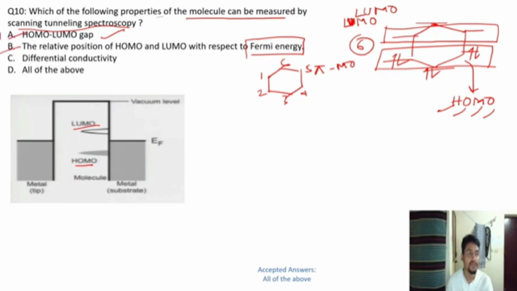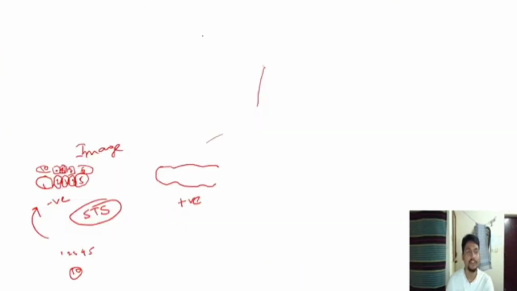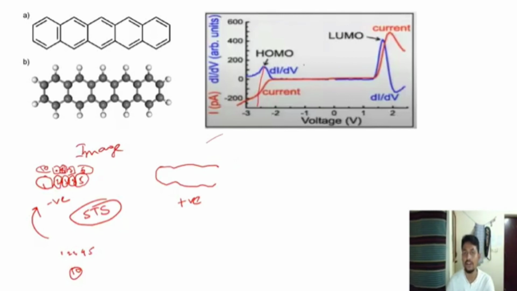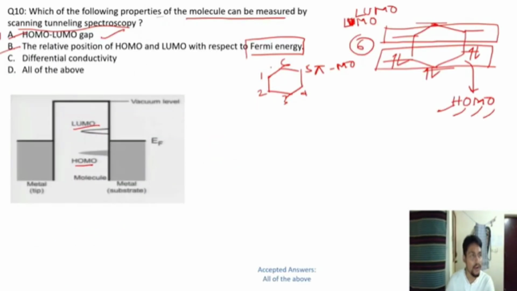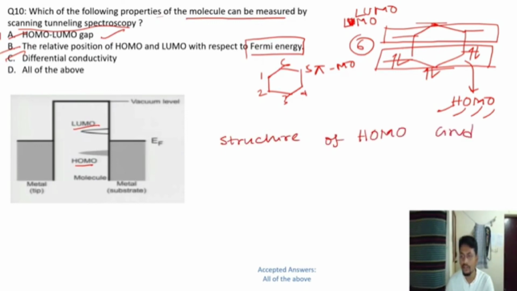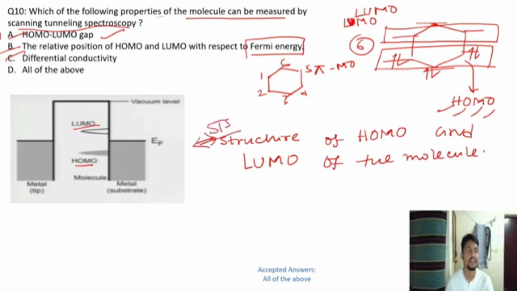And differential conductivity, obviously, because we have already shown that we are measuring the dI/dV plot. So differential conductivity can be measured. And along with that, which is not written, one can also get the structure of the HOMO and LUMO of the molecule using STS, right? So all of these things can be done. So the answer is going to be all of the above, right?